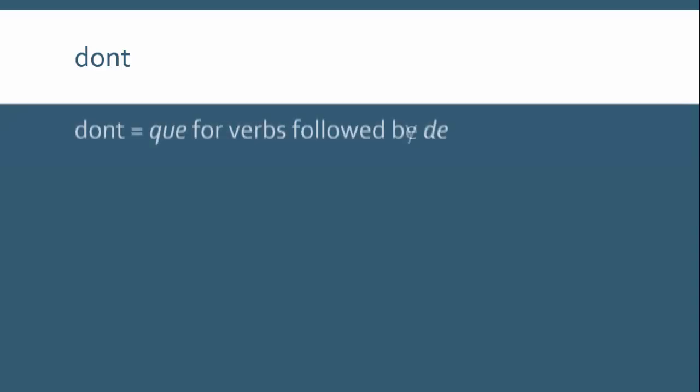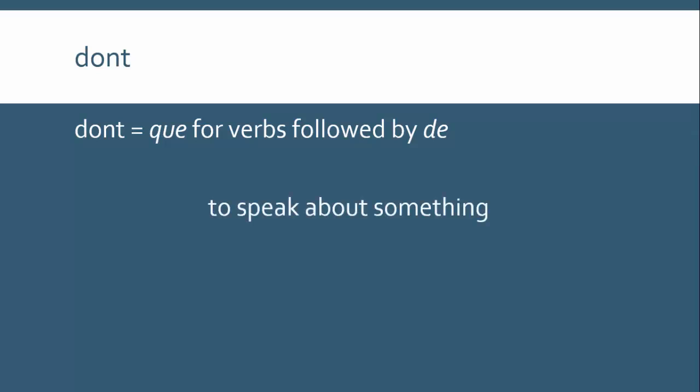Now essentially, dont is que for verbs followed by de. So if you know how to use que, you know how to use dont. The only difference is you need to know whether a verb is followed by de or not. So for example, to speak about something in French is parler de quelque chose. Now knowing this is simply a case of knowing. There is no magic formula, you just have to know that to speak about something is parler de quelque chose.